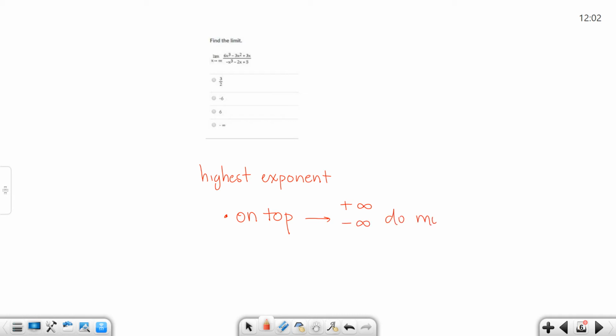Do more work. If the highest exponent is on the bottom, your limit is 0. Easy enough. And if your highest exponents are the same, you use coefficients.